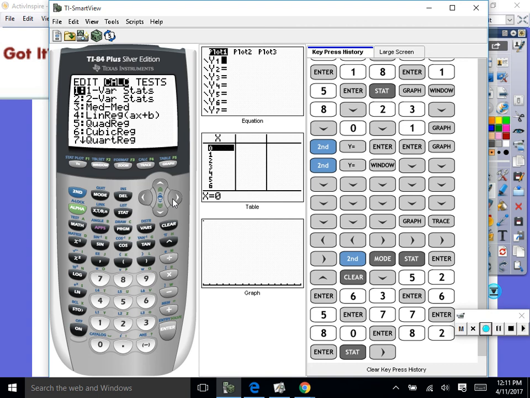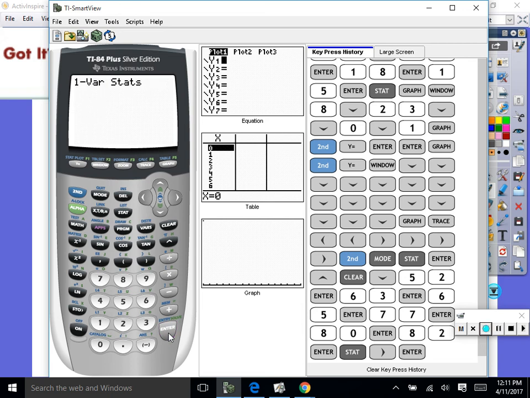Now we're only dealing with one variable here. We're looking at one set of points, right? So that's called one variable. We're going to look at the one variable statistics. So hit enter, and then hit enter again. Now look what it gives us. It gives us x bar, our mean, our average.